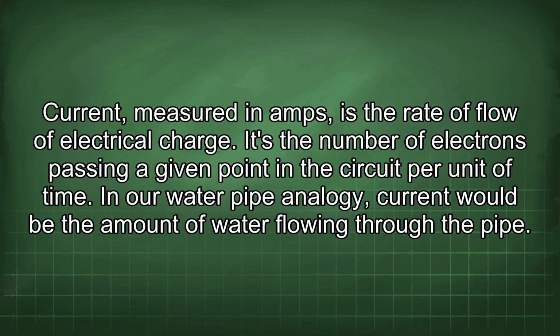Current, measured in amps, is the rate of flow of electrical charge. It's the number of electrons passing a given point in a circuit per unit of time. In our water pipe analogy, current would be the amount of water flowing through the pipe.